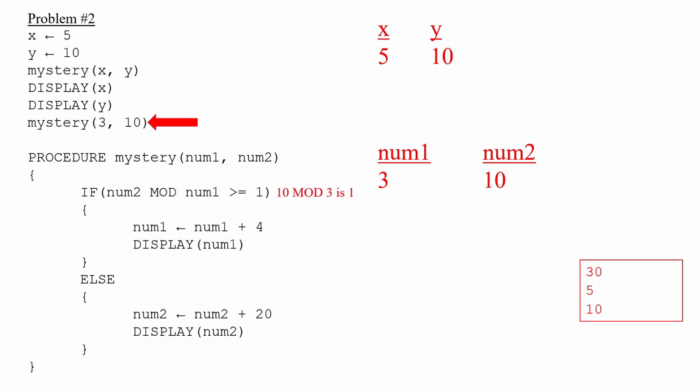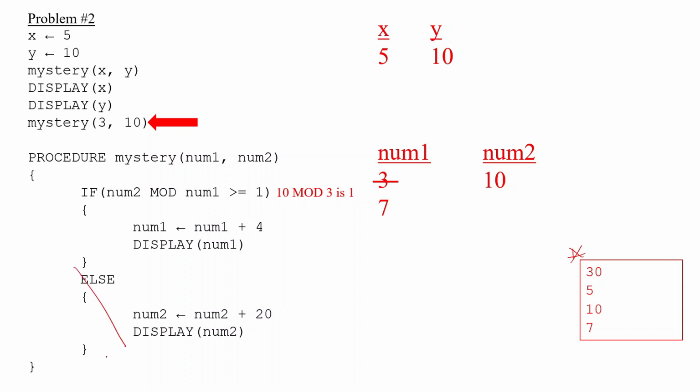So now I check 10 mod 3 is 1, which is greater than or equal to 1. So that's why, because it's greater than or equal to 1 here, I'm going to run these 2 code segments, and I'm going to not run my else statement. Okay. So in this code segment, num1, which is 3, gets 4 added to it and becomes the new value of num1. So it becomes 7, and then I display that value. I display num1, so I display 7. Okay. So over in this box, I display that 7.